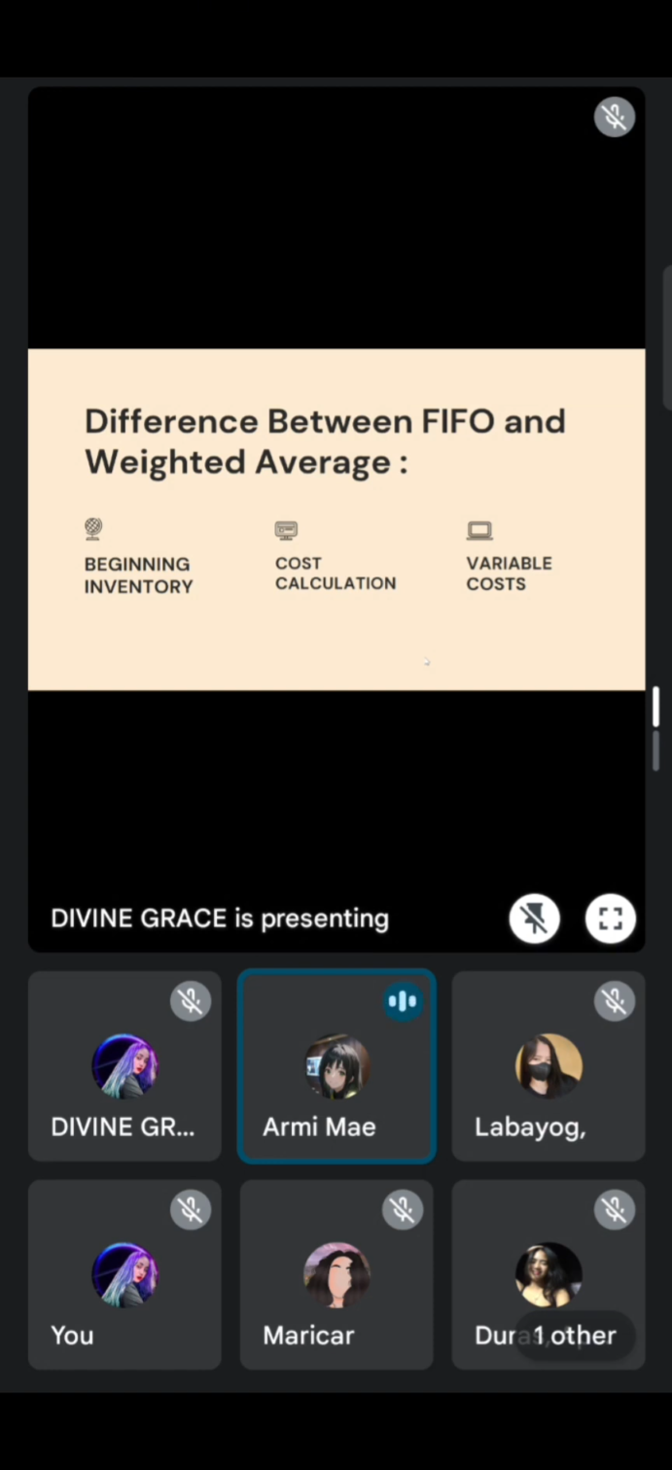So we have the beginning inventory. Completed units and units in process are separately computed with their own stage of completion. The stage of completion for beginning inventory completed units is ignored. For cost calculation, we add the cost of the old inventory from the beginning to the cost of what we're currently producing. This helps us figure out how much it costs to make each unit. For variable cost, only the cost of what we're producing this month is used to calculate the cost per unit.